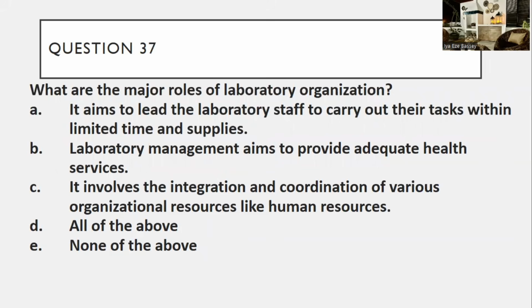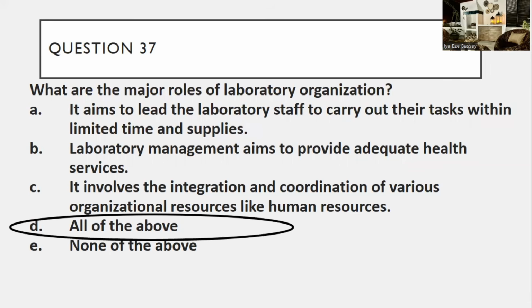37, what are the major roles of a laboratory organization? A, it aims to lead the laboratory staff to carry out their tasks within limited time and supplies. B, laboratory management aims to provide adequate health services. C, it involves the integration and coordination of various organizational resources like human resources. D, all of the above. E, none of the above. The answer is all of the above.